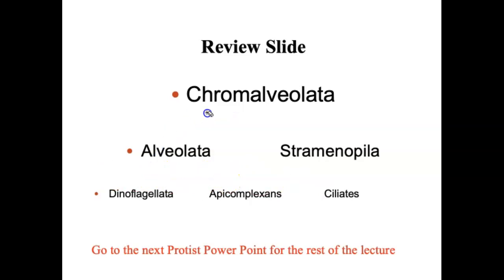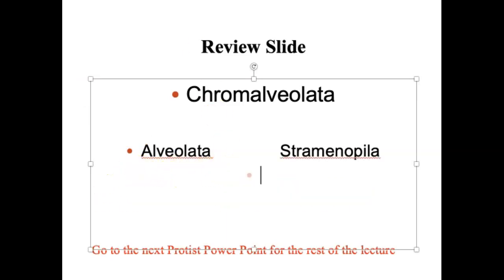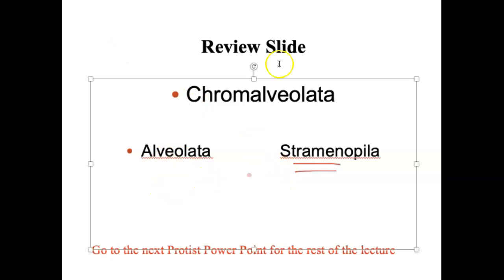Well, what we're going to cover now is chromioalveolata, but we're going to go a different direction. We're going to go to the right, and we're going to talk about the straminopilla, or straminopiles. We'll get into these guys in just a second. But within straminopilla, there are going to be three groups as well. So what we want to do is look at the three groups that sit within straminopilla.